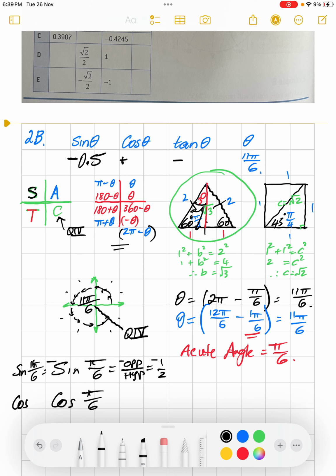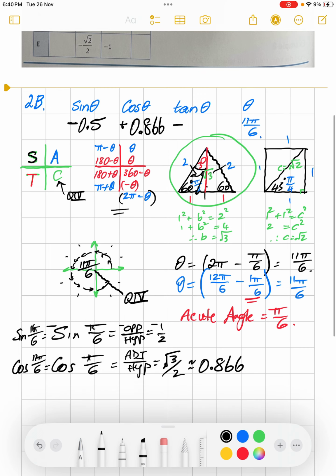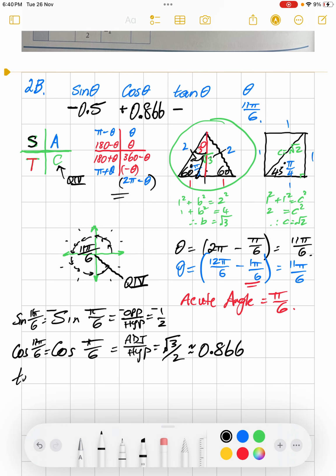Now cos of 11 pi over 6 is positive cos of pi over 6, the acute angle. Cos of pi over 6 is adjacent over hypotenuse, and the adjacent is in fact root 3 over 2. That's like saying 1.73 over 2. It's about 0.866. These are numbers you'll get familiar with. And it's positive 0.866.